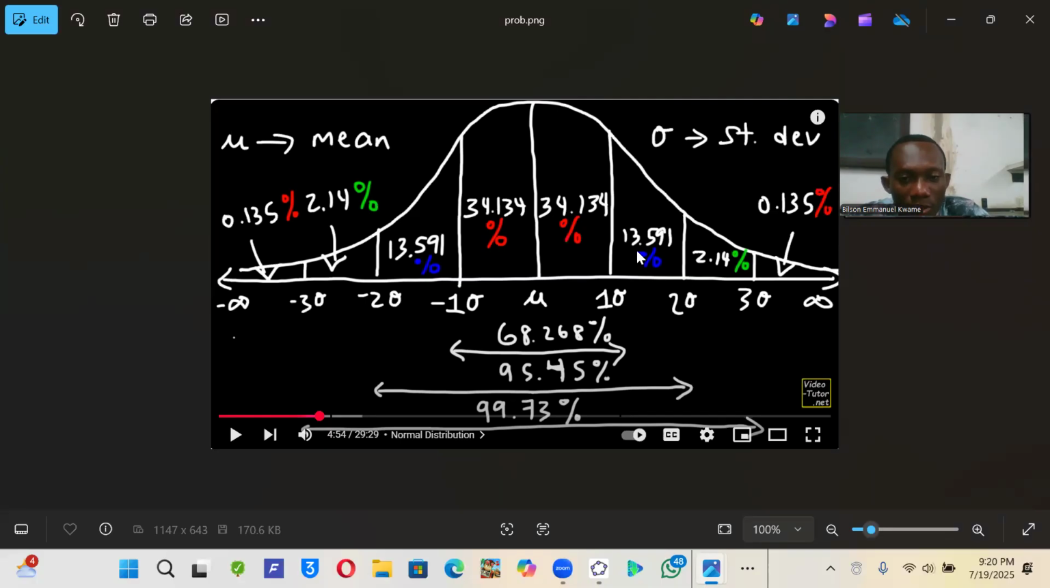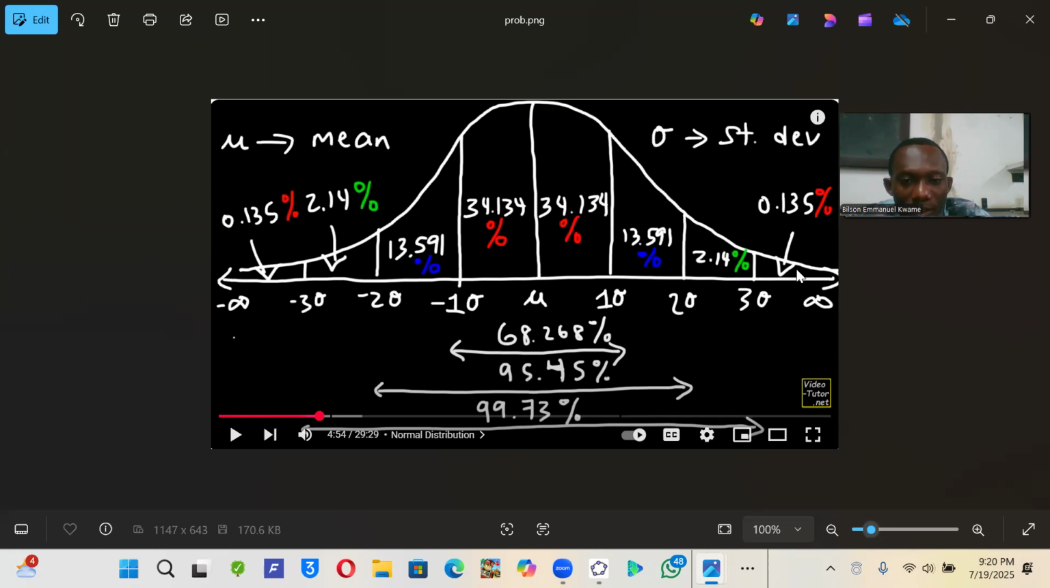Do you understand? Good. Then if you want to know the probability from this side to this side, this is what you are going to do. It will be the probability from the third region, that is 99.73, minus the probability from the second region, that is -2 sigma to 2 sigma, that is 95.45. Then we divide it also by 2. We are going to get this region. Is it clear?